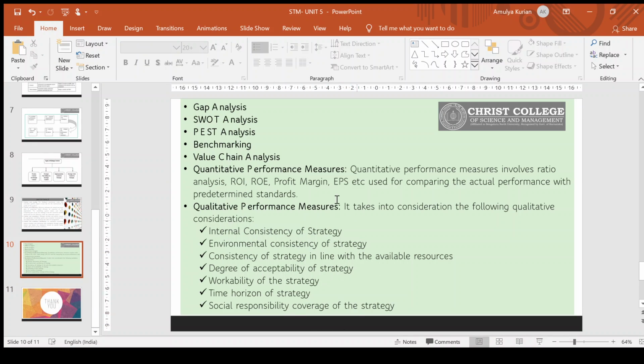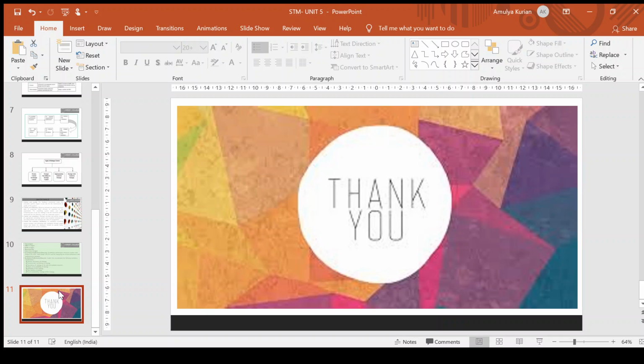So that is all about the various techniques used for strategic evaluation and control. With this, we come to the end of Unit 5. As I told, we have just looked into the main points of this chapter. So please go through the notes. If you have any doubts, you can ask and clarify.